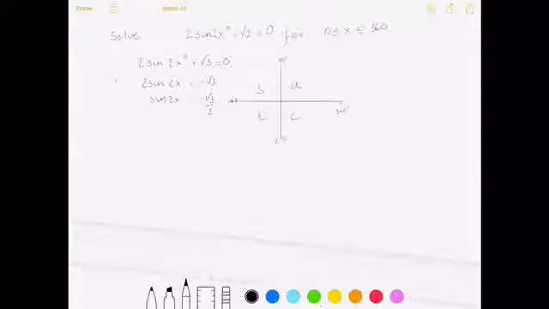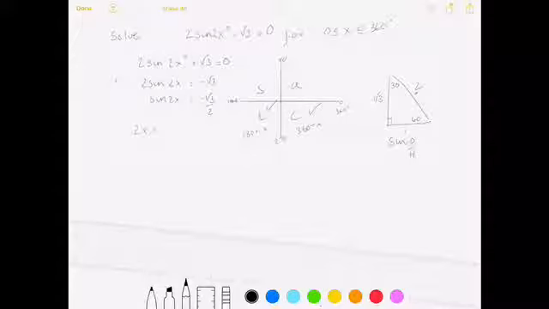Looking at our CAST diagram, sine of an angle is negative in quadrants 3 and 4. So in quadrant 3 we do 180 plus x to get the angle, and in quadrant 4 we do 360 minus x to get an angle. Looking at our exact value triangle with the root 3, 1 and 2 in it, sine is equal to the opposite over the hypotenuse. So 2x is equal to 60 degrees.